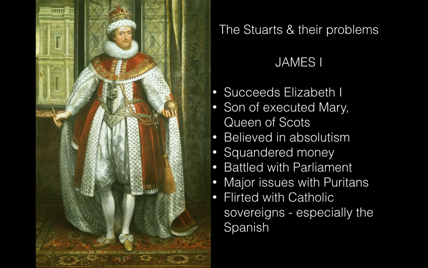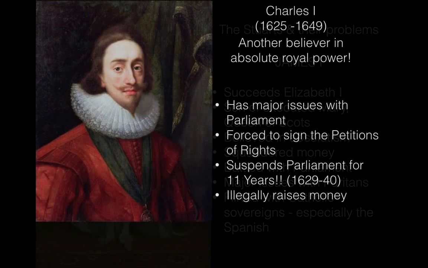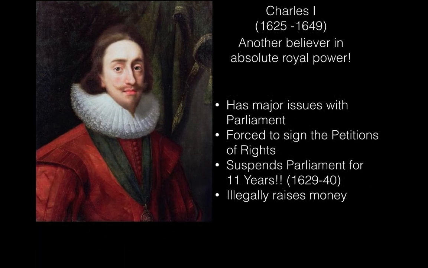So he has several monarchical issues that he's dealing with as he becomes the King of England. Then we have James I, who rules from 1625 to 1649. Like all the Stuarts, he does believe in absolute royal power. But James, unlike the others, actually lacks two things necessary to carry out all of his desires.